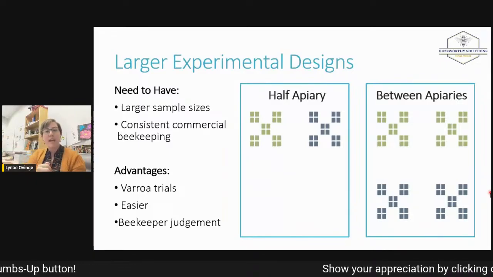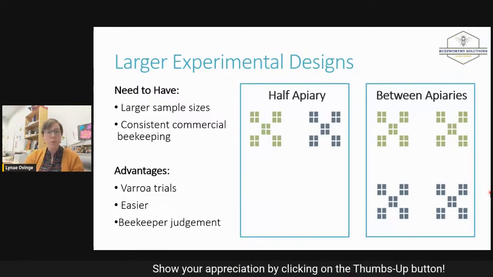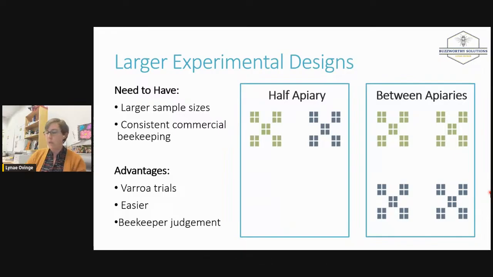And some advantages of switching to these designs. One is the Varroa trials. As I said, we need some isolation for those. With these designs, as long as your two halves of your apiaries have a bit of a buffer, we're probably not going to see much mite movement between those two halves.